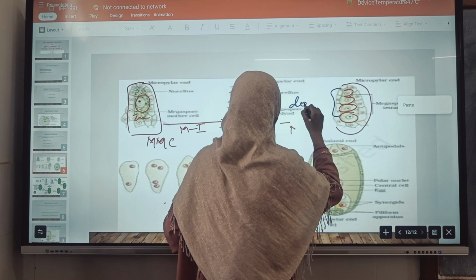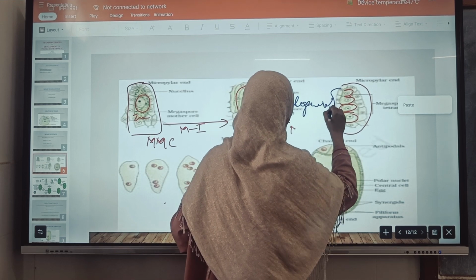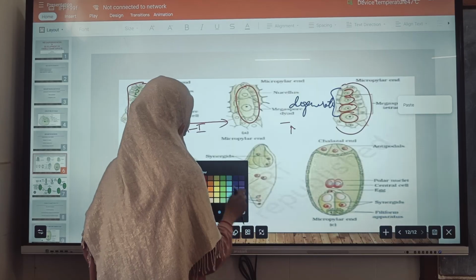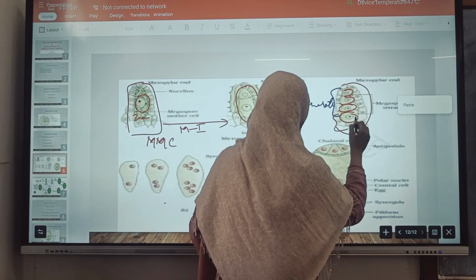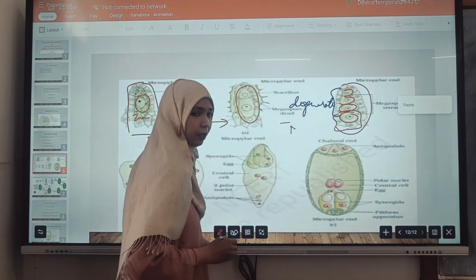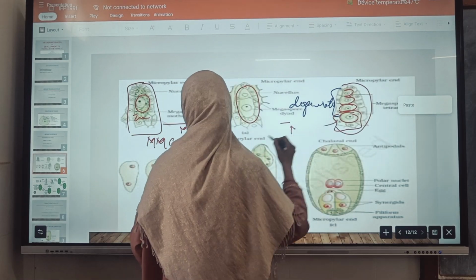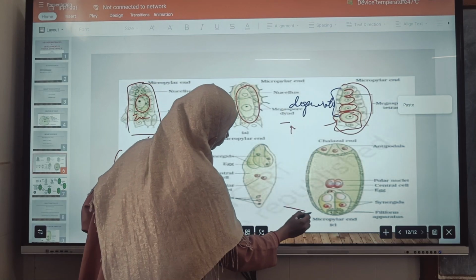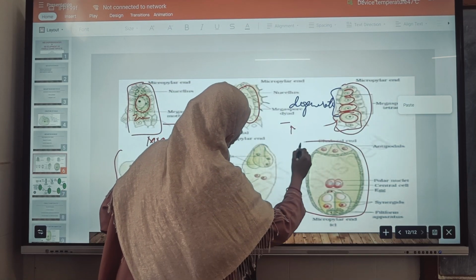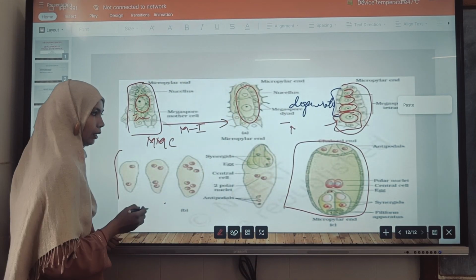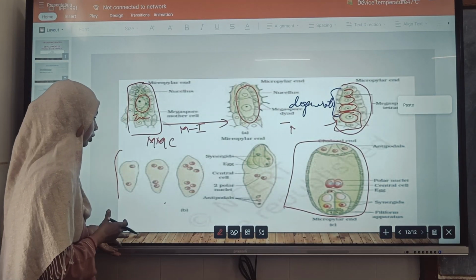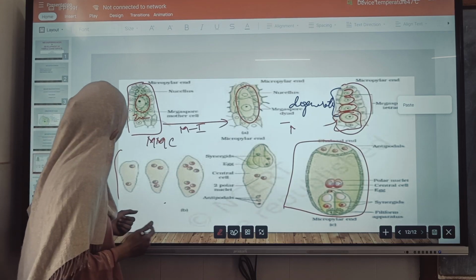Three become degenerate and only 1 megaspore is functional. This one is the functional megaspore, which develops into the female gametophyte. That is the last, mature structure of the female gametophyte. Now how this functional megaspore develops into the female gametophyte, let us discuss.